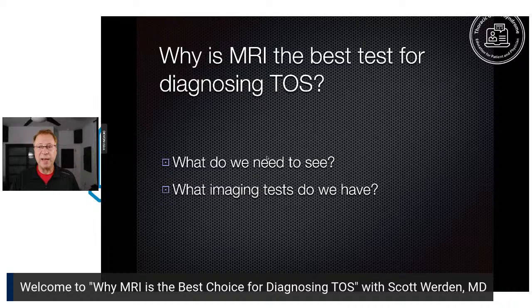So when we talk diagnosis, we're not just talking about confirming your diagnosis. We're talking about finding what specifically is going on. How would you treat this differently from another case of TOS? So here's two big questions. What do we need to see? And what imaging tests do we have?